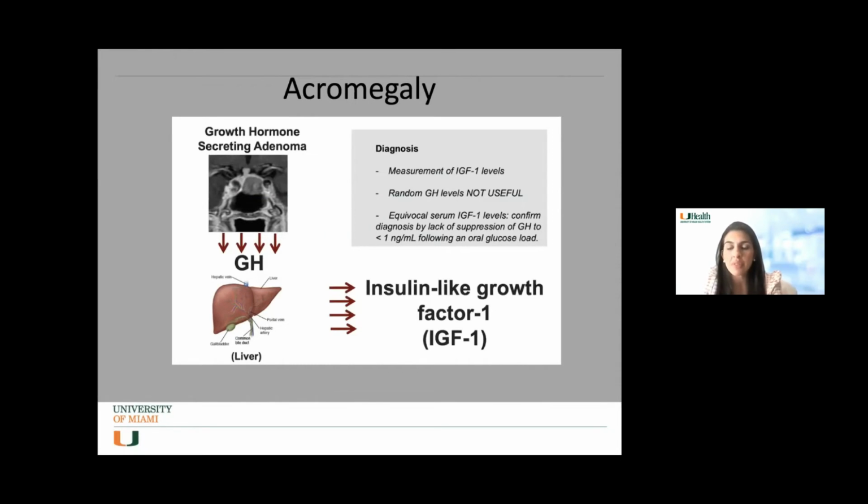So how is the diagnosis made? Measurement of IGF-1 levels is the best. Random growth hormone levels will be elevated, but there's not a particular level that has been used as a cutoff, so it's not quite as useful. What is more useful is that you can confirm by giving a glucose load. Once you give a glucose load, you should have suppression of growth hormone to less than 1 nanogram per milliliter. And if you don't have that suppression with an oral glucose load, then you can diagnose an issue that way, and that can lead to you getting imaging.